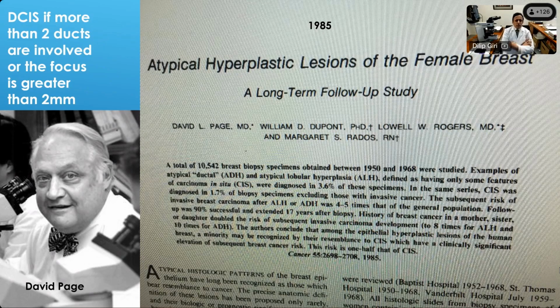But you have to remember that this study was actually published in 1985. So this is from an old cohort, right? So things were different.